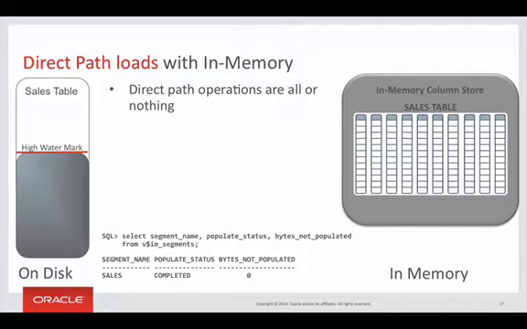Let's imagine we have a sales table that's already populated into the in-memory column store, and then somebody does an insert append operation to add a large number of additional rows to our sales table. When a direct path operation occurs, it's going to be an all or nothing operation. In other words, since we're putting so much new data into an object, we either want that load operation to fully succeed, so you see everything, or we want it to fail completely and have nothing. So if something goes wrong, we don't want you to see any of the rows at all that were involved in this operation.